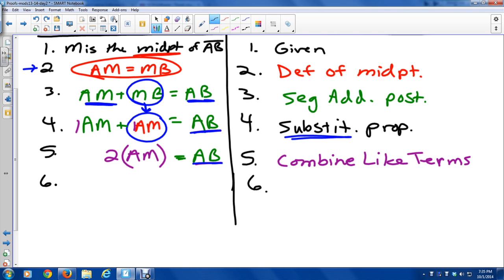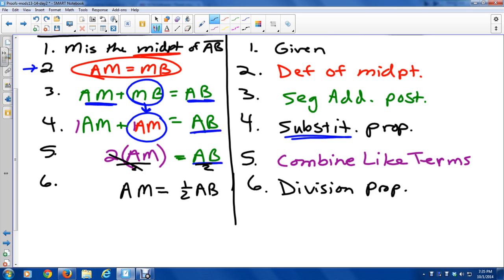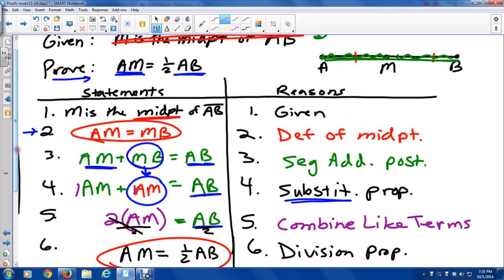Again, goal is to simplify our equation. We've got 2AM. I don't like 2AM. I want to solve for AM. Pretend that's your x, your variable. And if you go ahead and solve for AM, to get rid of the 2, I have to use my division property. Divide by 2 on both sides, and that would leave me with AM is equal to AB over 2, which is the same thing as saying 1/2 AB. And guess what? Without even looking at it, that is exactly what I was asked to prove. AM equals 1/2 AB. There it is.